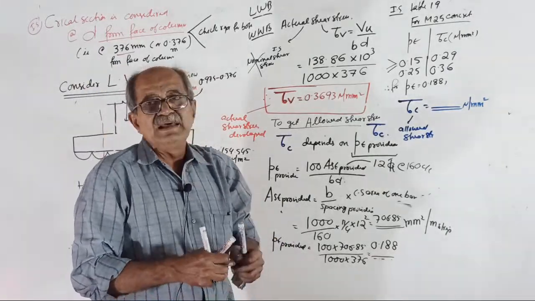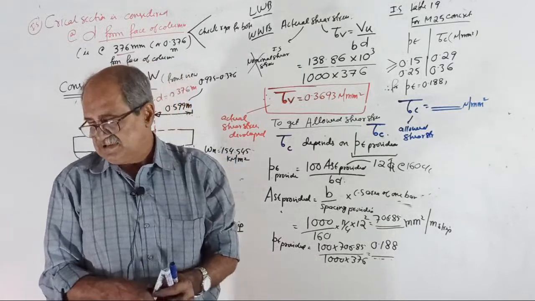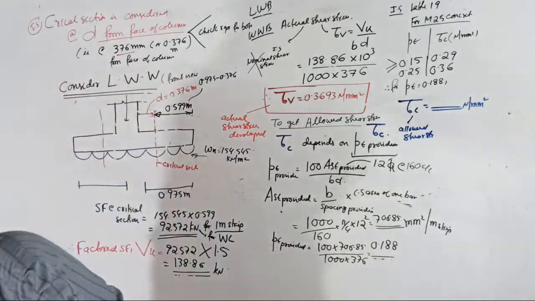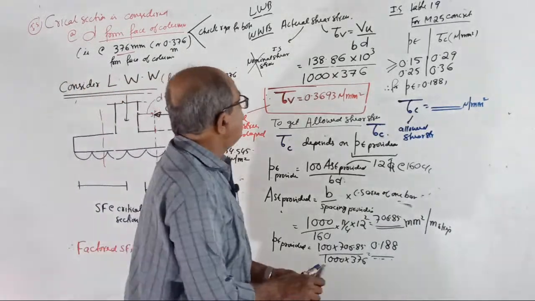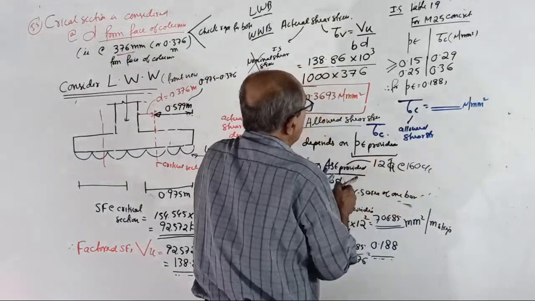By linear interpolation, get me the allowed shear stress. 0.3166. Blue color is good.